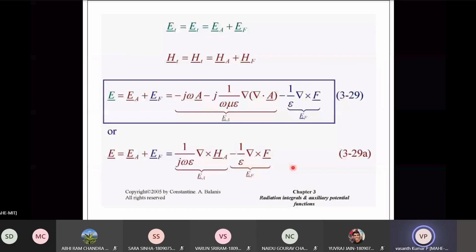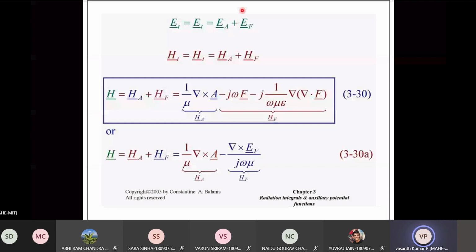So when both A and F are present, E total is nothing but vector addition of E_A and E_F. So this is H total, E total. So here you have this, and for E, you have this, or this. For E, we have this. Okay, and have you gone through? That's fine, no? So for H, this, I hope it is clear. Yes, sir.